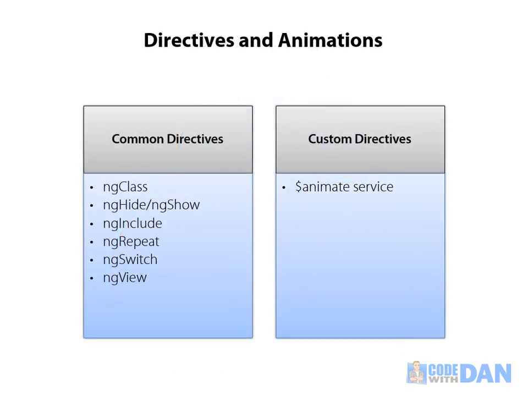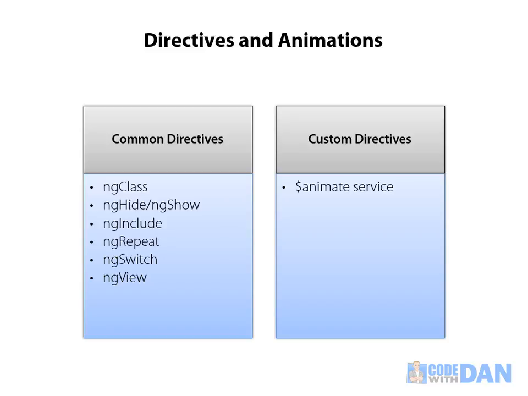Now here's a quick look at some of the key directives that support animations. So you have things like ngClass, which is used to apply classes dynamically to a given tag. As that class changes, you could apply different animations. ngShowAndHide are very useful with animations because maybe as you hide something, you want to fade that out so it looks really professional and looks pretty sharp.